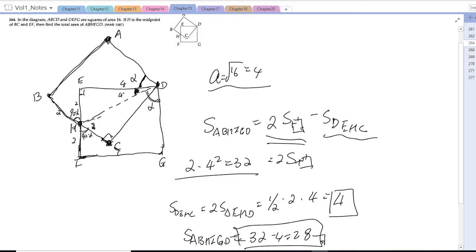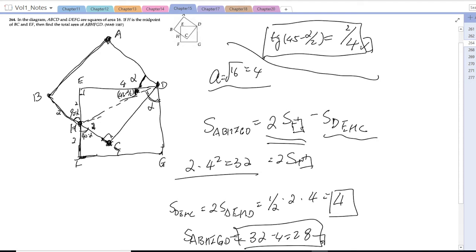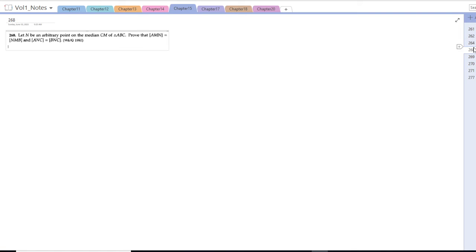We can also represent this angle as 45 minus alpha over 2, so the tangent of 45 minus alpha over 2 is 2 over 4. All this information you don't need here, but if you see some other problems, you'd better see all this relationship. So question number 268.